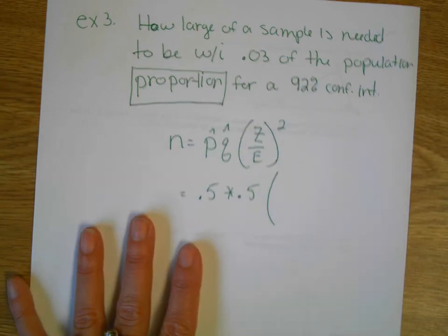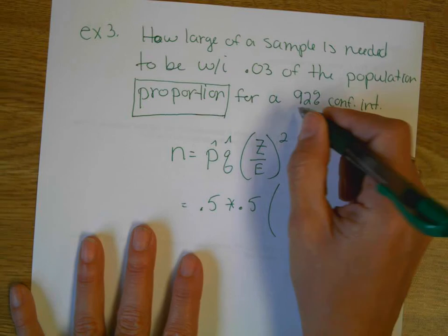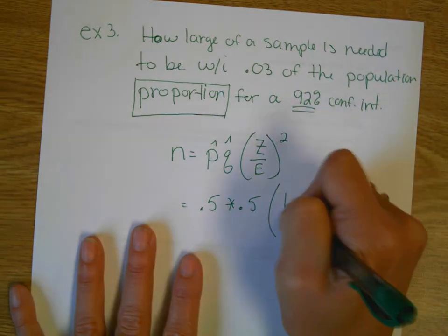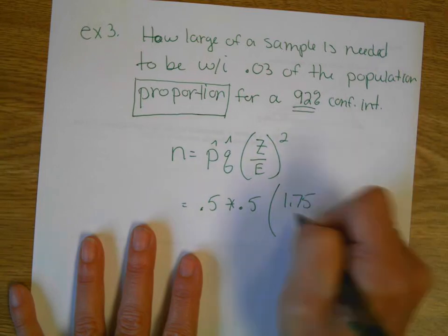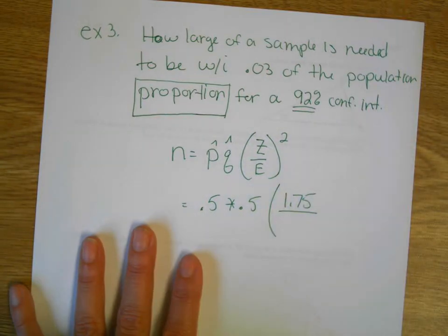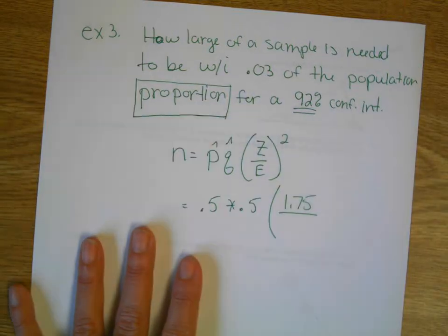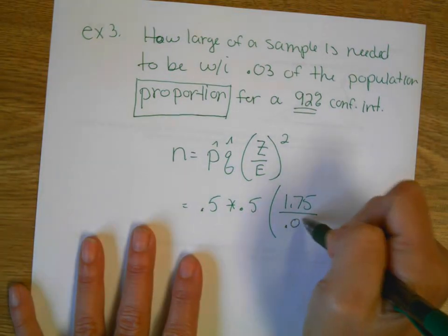How much error, what's my z-score for 92%? We just had it. What was it, 1.75? How much error are we allowing? Within 3%, that means they're allowing an error of 3% on either side. So your big E is 0.03.